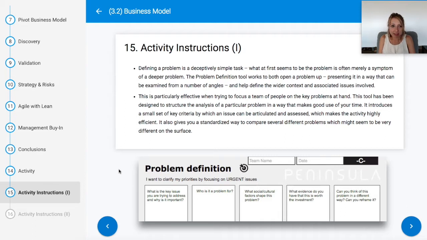For that reason, we have this canvas, this tool that works to open a problem up, presenting it in a way that we examine from a number of angles and help define the wider context and associated issues involved. This canvas is particularly effective when trying to focus a team of people on the key problems at hand. This tool has been designed to structure the analysis of a particular problem in a way that makes good use of your time. It introduces a small set of key criteria by which an issue can be articulated and assessed, which makes the activity highly efficient. It also gives you a standardized way to compare several different problems, which might seem very different on the surface.